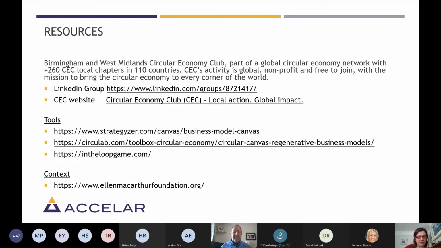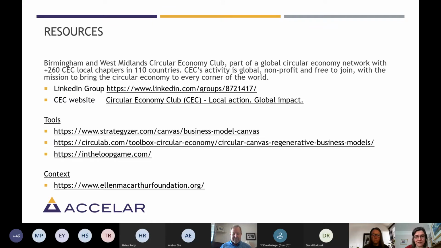And a few resources that you might want to look at. The Birmingham and West Midlands Circular Economy Club, I volunteer as one of their coordinators. We have four events a year around circular economy. Anybody is welcome to join. The best way to get in touch with us is on our LinkedIn group, and the link is there. There's a global website. Go and have a look.